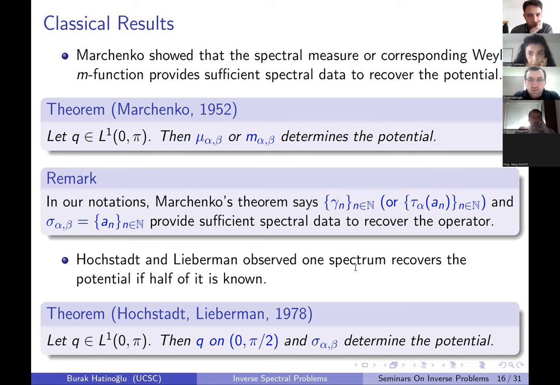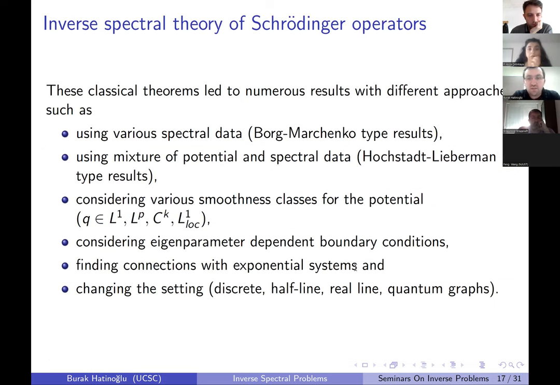These results may be called classical results, but nowadays there is a really huge literature on inverse spectral theory, and some of it can be collected under the following titles. One can try to work on the inverse spectral problem by using just various spectral data. These are also called Borg-Marchenko type results. Or one can use a mixture of potential and spectral data, as we just observed in the Hochstadt-Lieberman case. And these are called Hochstadt-Lieberman type results.